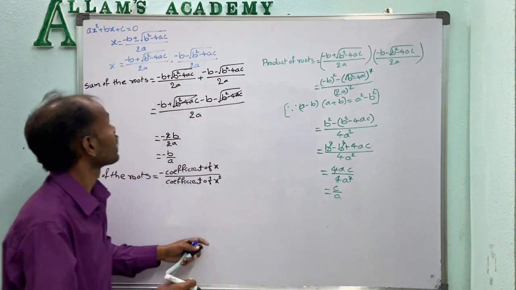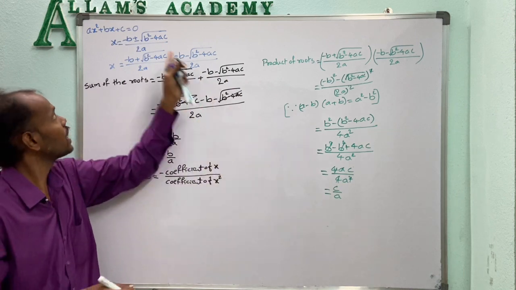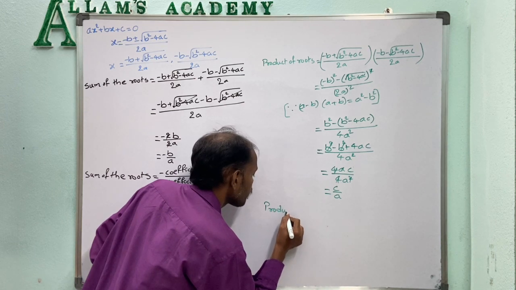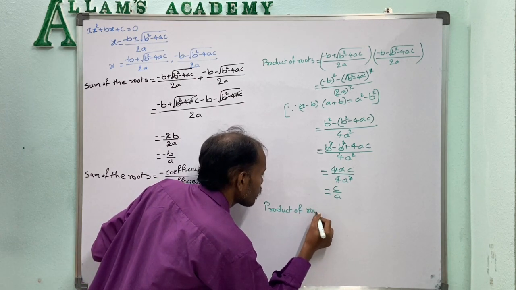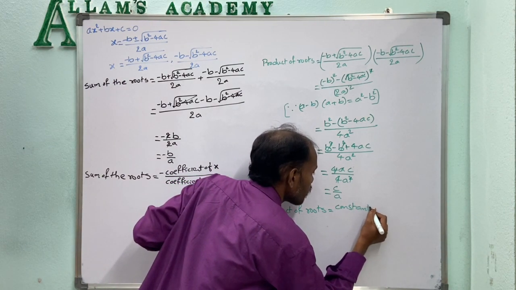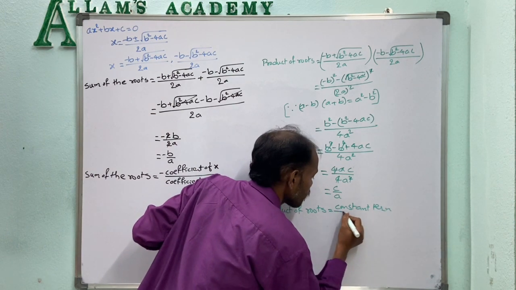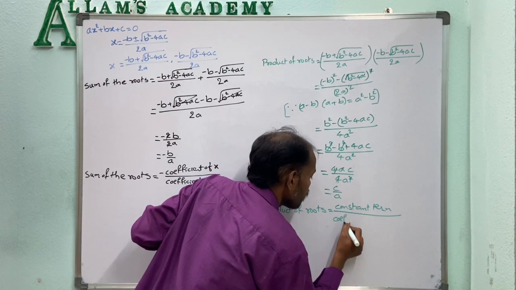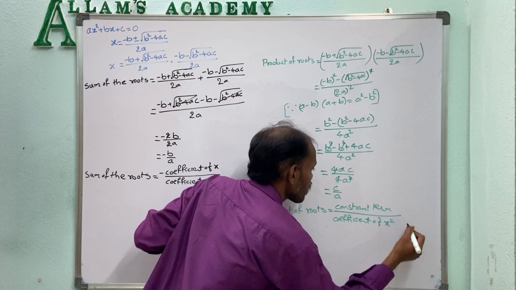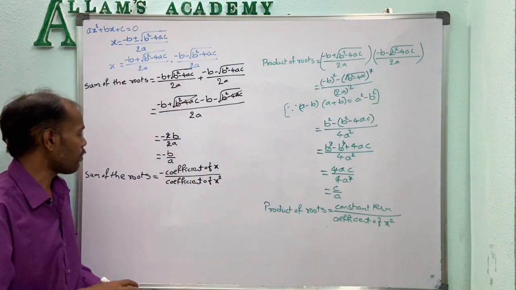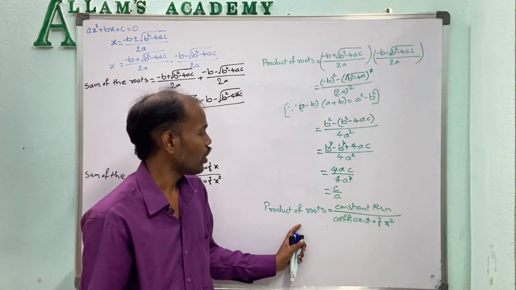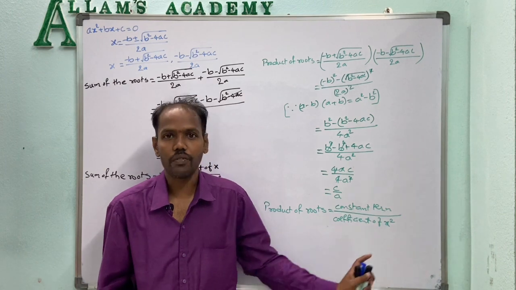So c is nothing but the constant term, a is the x square coefficient. So we can write product of roots equal to constant term by coefficient of x square. So here the sum of the roots is equal to minus coefficient of x by coefficient of x square, and product of roots equal to constant term by coefficient of x square.